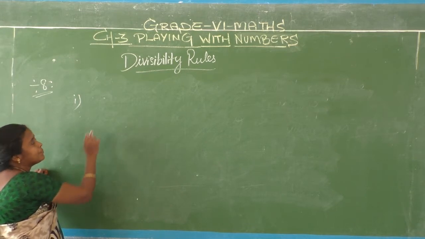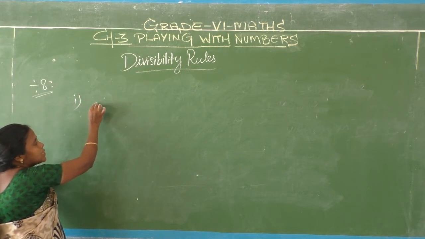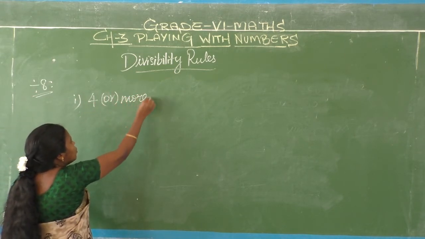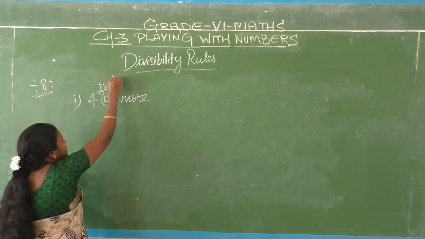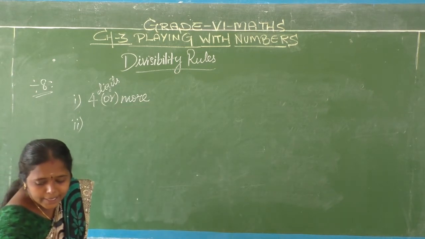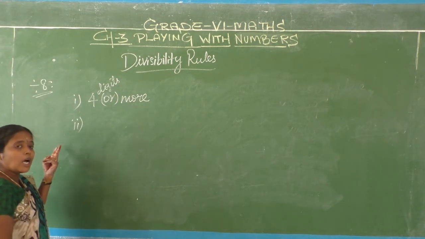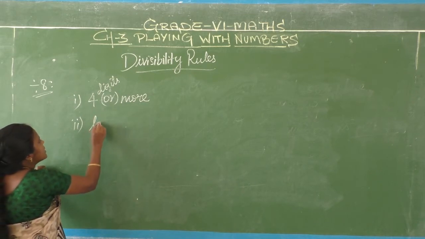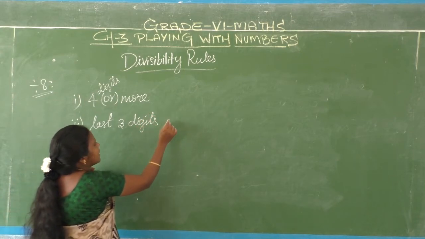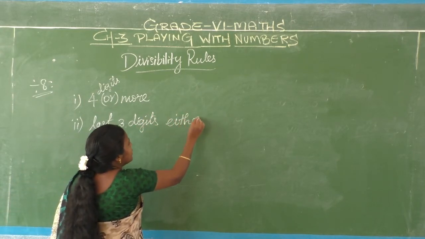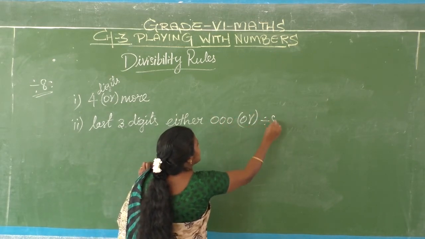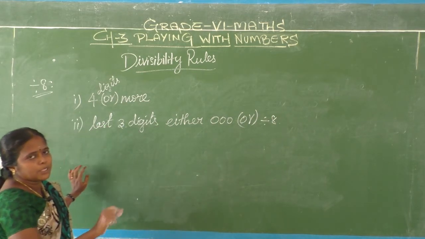Here, one extra digit is mentioned. What is that? The given number must have 4 digits or more. Secondly, the last 3 digits of the number. There it was last 2 digits. Here, last 3 digits. Last 3 digits are either 0, 0, 0 or multiples of 8. 8th table number must be there.